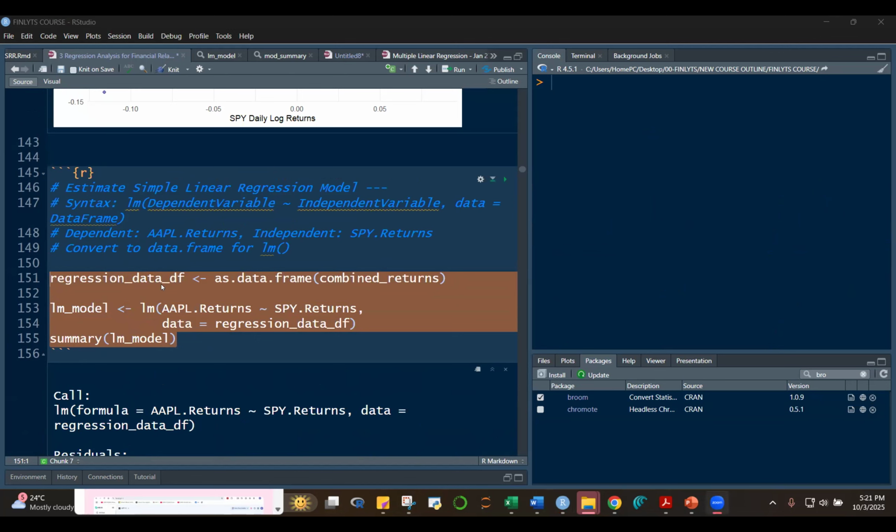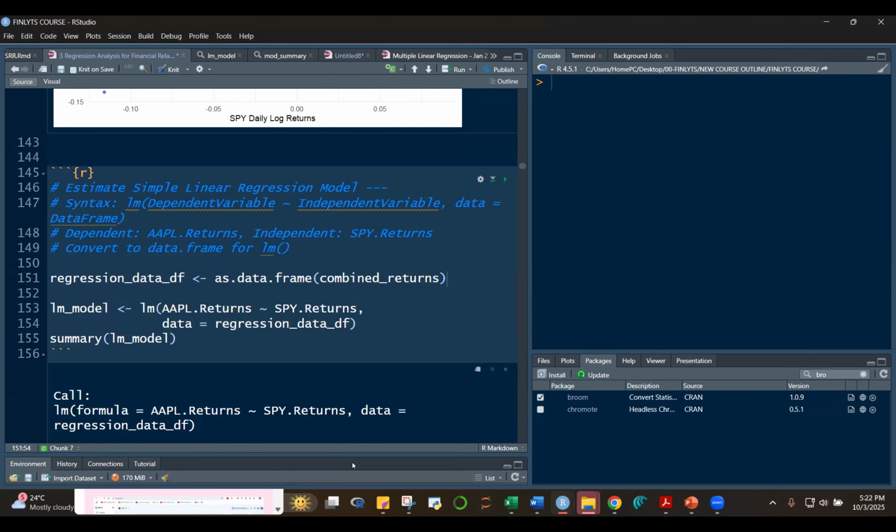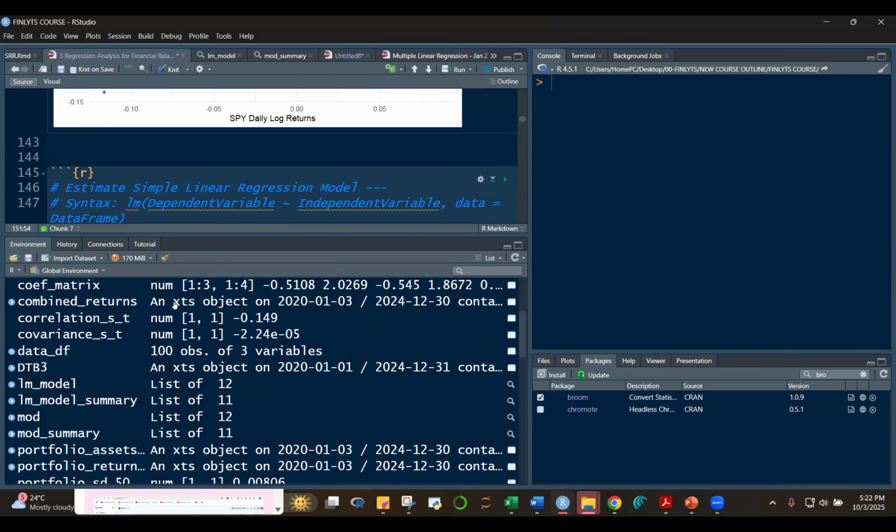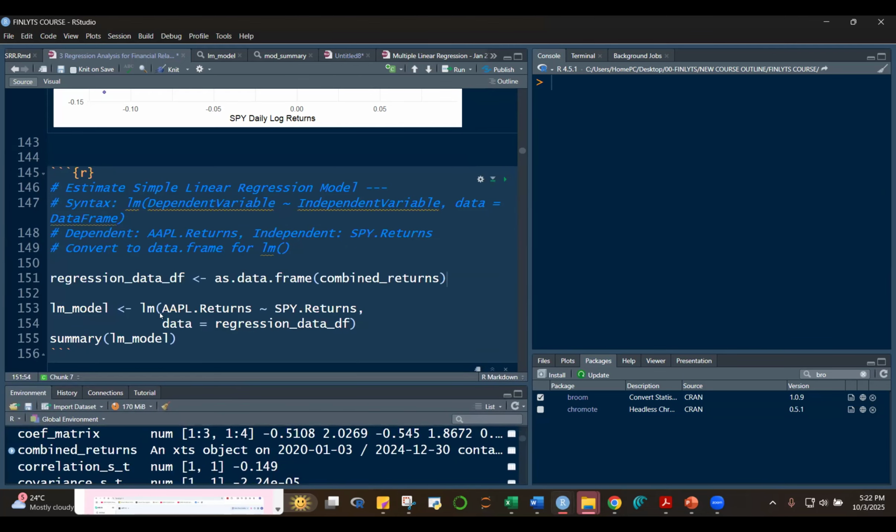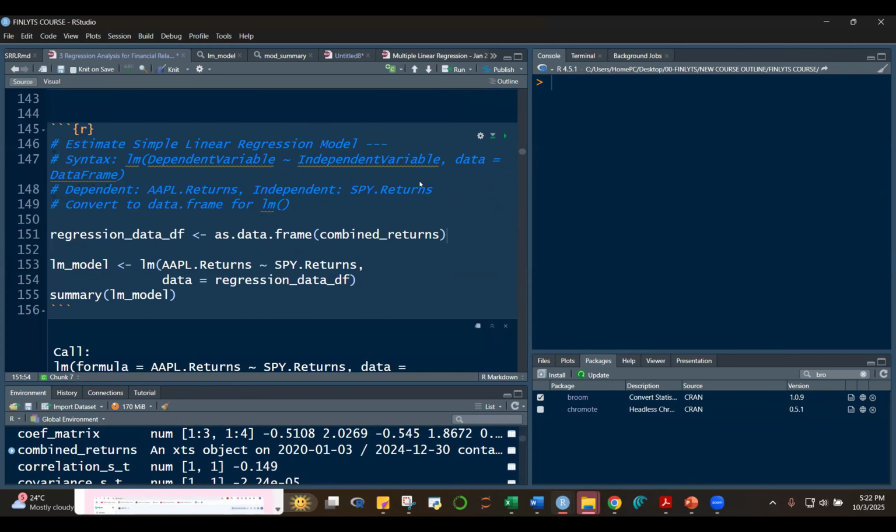Okay. So what are we doing now? We're creating this object called regression data df. You may name it any way you want. And notice that we are converting the combined returns, which is an XTS object. Okay, just so you know, check nyo, class. Combined returns here, XTS object siya, di ba? Okay, but we can't use that class if we're doing LM, linear model. Okay, let me discuss this.